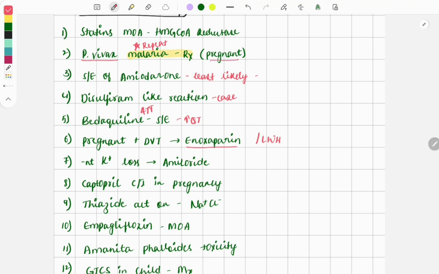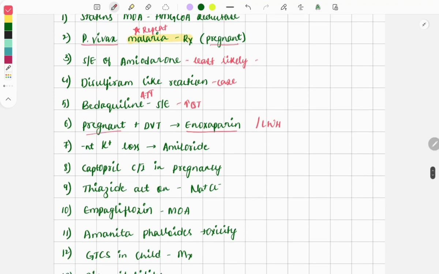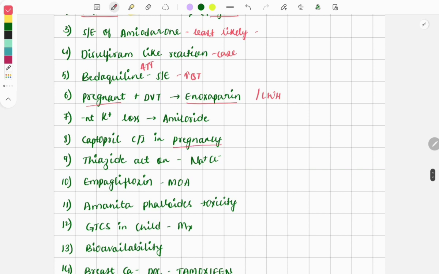As you can see here, one question asked on this, then another question was asked on this, and here also captopril, which is contraindicated in pregnancy. So drugs in pregnancy, the safe drugs and the contraindicated drugs, it is a 5-star topic. You need to look at all the drugs and their side effects. If we take them in pregnancy, what side effects can be seen?